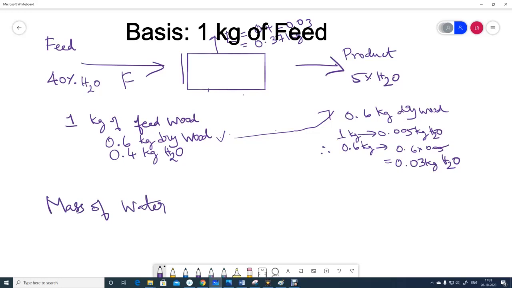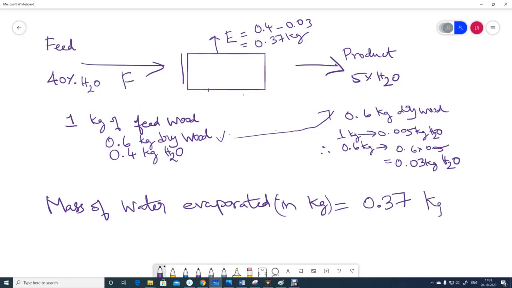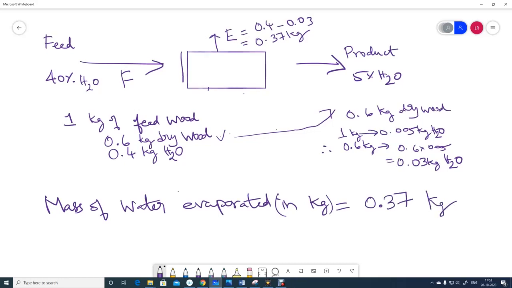Mass of water evaporated in kg is 0.37. How do we get 0.37? We subtract 0.4 kg of water by 0.03 kg of water. So we get this amount. So the mass of water evaporated is 0.37 kg when there is 0.6 kg of dry wood being processed in the system.